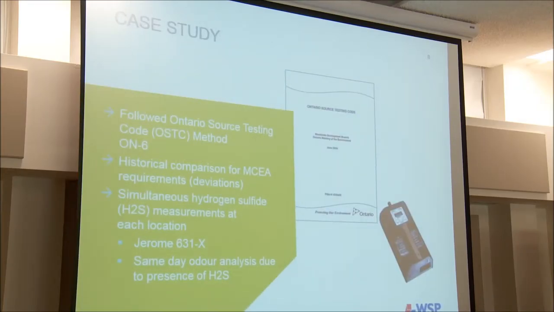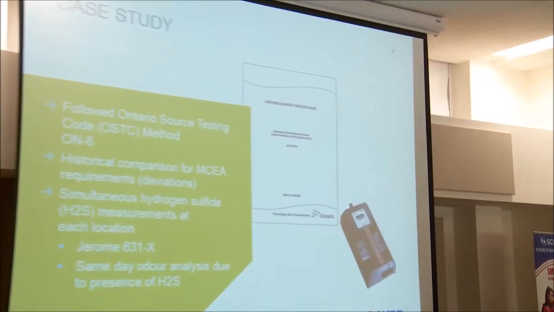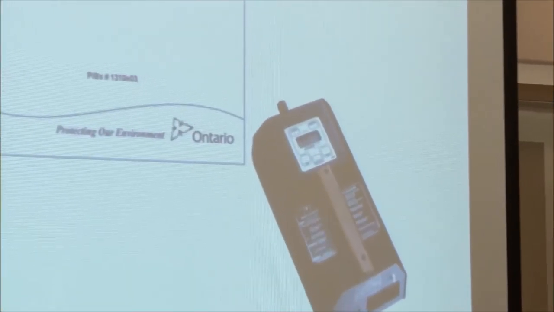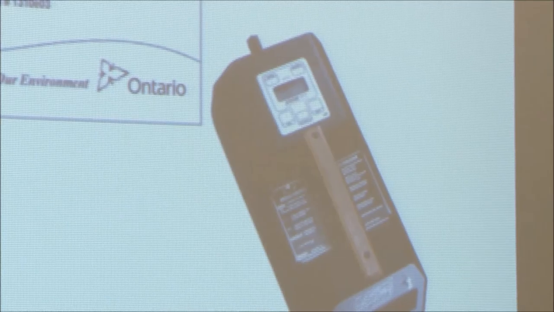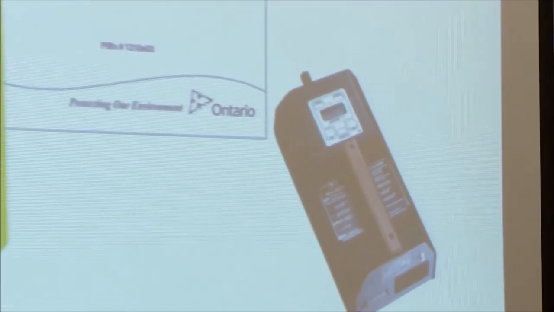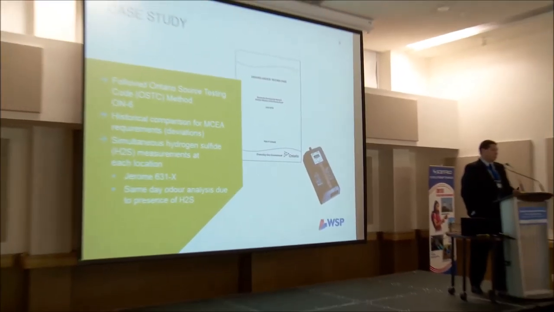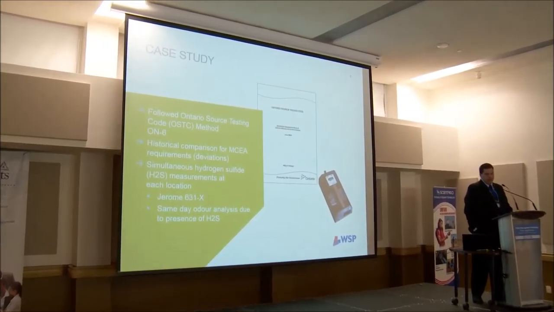So what did we do? Well, we followed the Ontario Source Testing Code, ON6 method. You've heard a lot of people come up and tell you there's certain things you can and can't use. And Anna talked about the differences between the acceptable flux chamber and then alternative methods. So everything I'm talking about here ties right back to what we're accepted to do in Ontario under the source testing code. Even though it wasn't a compliance level test, they needed to justify in their EA by showing they maintained a compliance level.